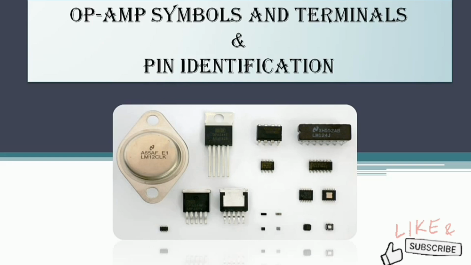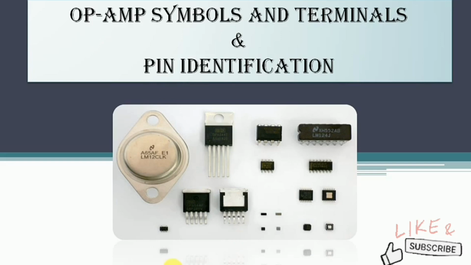Now in this video, we are going to see what the terminals of an operational amplifier are and how the operational amplifier is represented with a symbol. Now, what is that symbol? We are going to see. Along with that, how the pin numbers of an IC are identified. That concept we are naming pin identification.